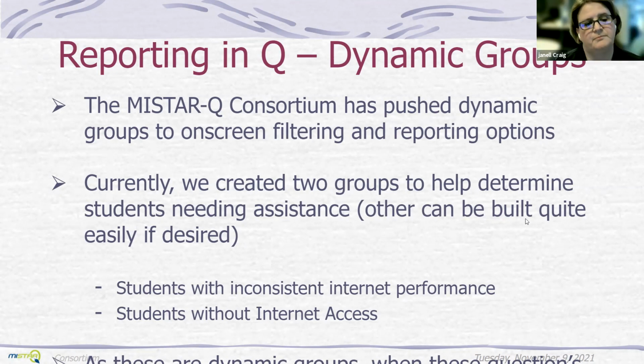We as a consortium built 2 of them based on the 7 questions. We felt we didn't necessarily need a student group if the student shared a device, for example. But just because they weren't created out of the box with our solution, they can be created at any time if someone feels the need or the importance of having other question responses as dynamic groups. We can build that. We just figured that the inconsistent performance and the no access responses were the most heavy hitters that people would want to know about.